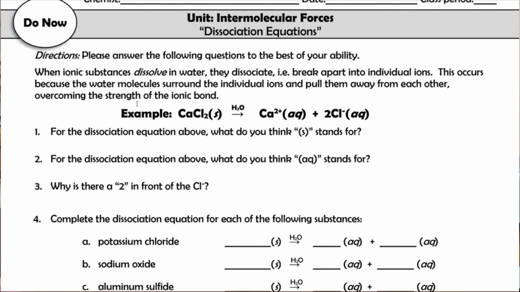If you're familiar with process-oriented guided inquiry learning, it's almost like a real quick POGIL activity where the students have a model and they have to derive meaning from the model. In this example, the students are looking at dissociation equations, in particular calcium chloride.